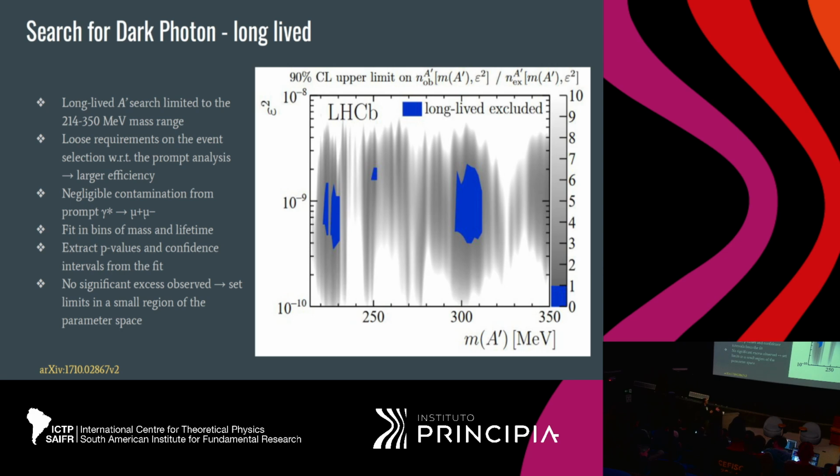But on the larger mass side, the limit that you have here is due to the fact that if the dark photon becomes more massive than 350 MeV, then its average gamma factor, due to its large mass, is too low to allow it to travel enough to be detected as a displaced vertex in the detector. So this is a very limited search in range compared to the prompt analysis.